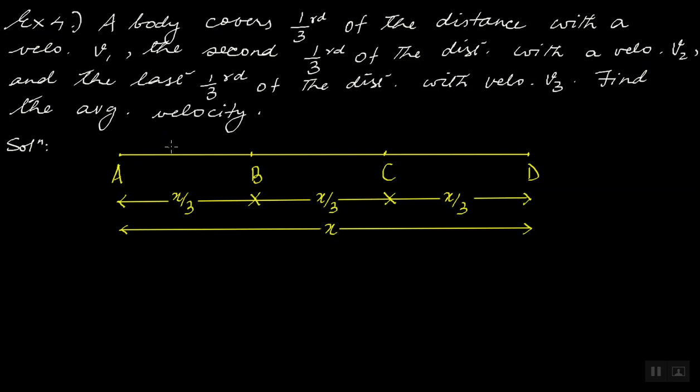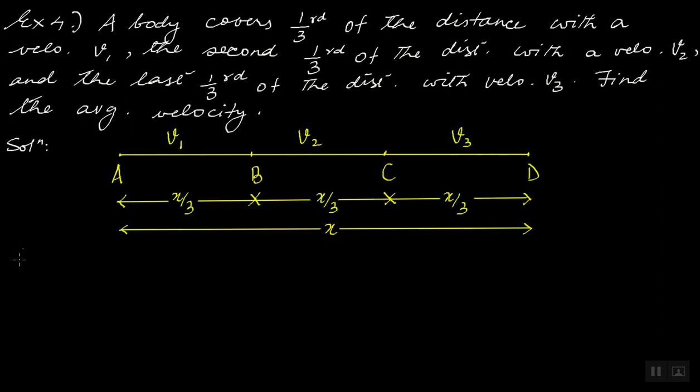So it is traveling along AB with velocity v1, BC with velocity v2, and CD with velocity v3. Got it? So here they ask you to find the average velocity. And average velocity is nothing but displacement by time interval. Okay, so how do we find the time interval here? Displacement is just the initial position to the final position, right? So that displacement is nothing but x.